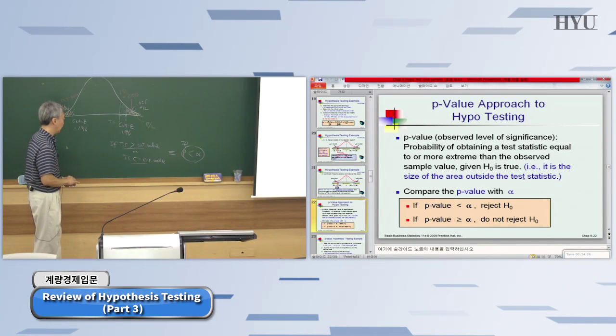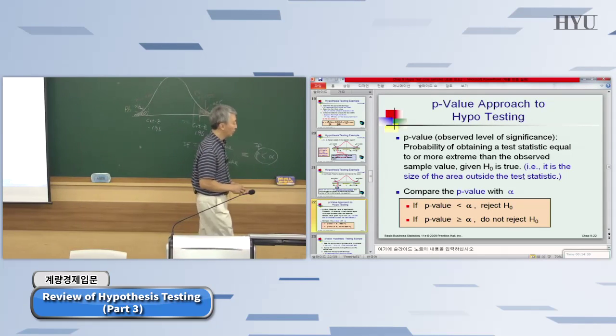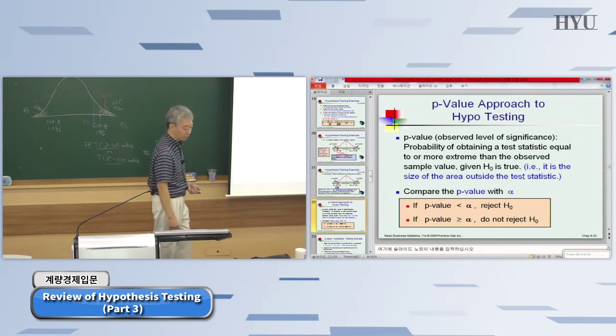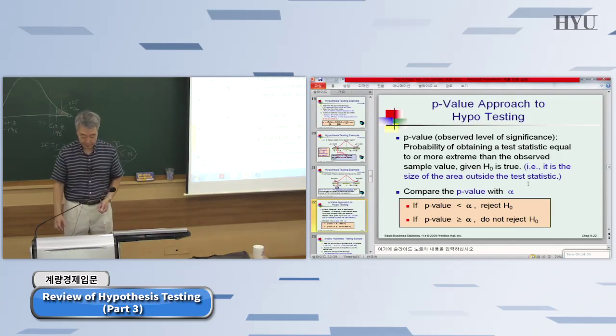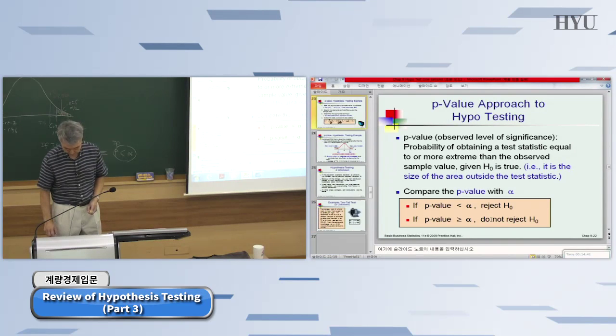Anyway, that's the difference between the critical value approach and the p-value approach. So here, if the p-value is less than alpha, reject the null hypothesis. If not, then do not reject the null hypothesis, right?